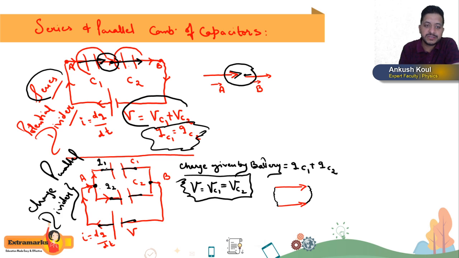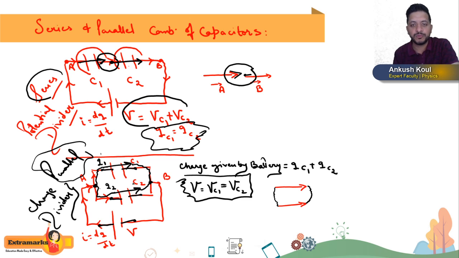For example, in this case, this capacitor C1 is one vector, this C2 is another vector, the tail of C1 is connected to the tail of C2, and the head of C1 is connected to the head of C2. So we say that these two vectors are in parallel combination. So these are a few important points which we need to understand before we start circuit analysis.